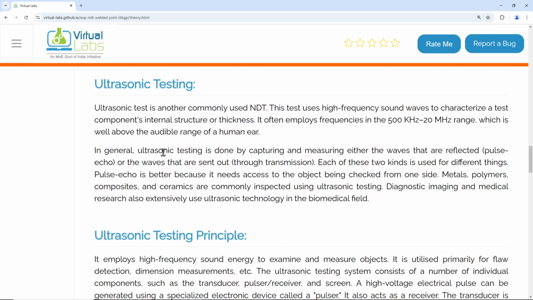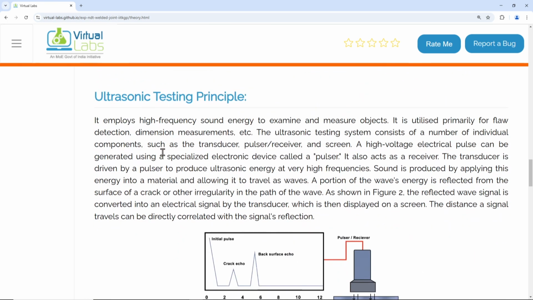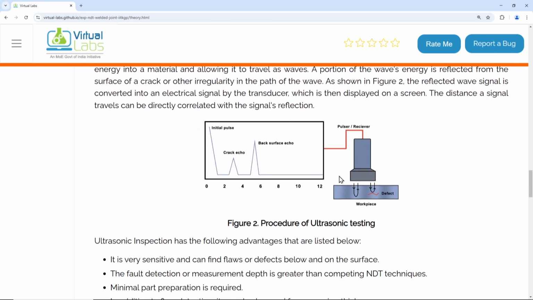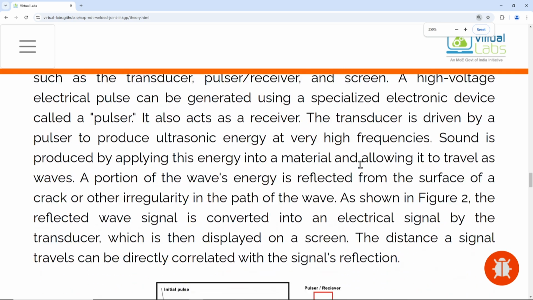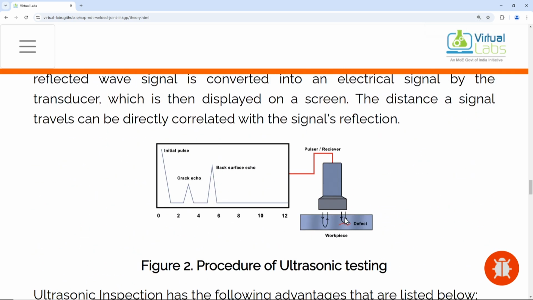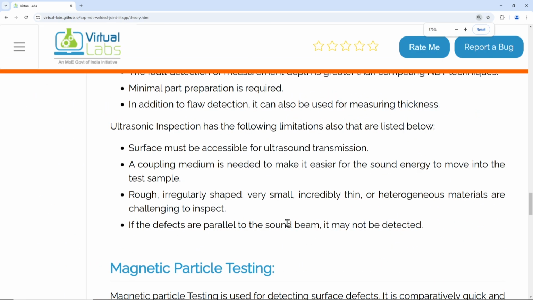Then ultrasonic testing is one of the methods using ultrasonic principle, because the pulse goes inside and comes out whenever defect is there. For example, if defect is here, the ultrasonic wave will come back early. So this is ultrasonic testing method.